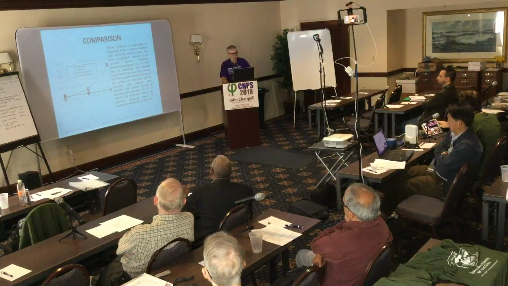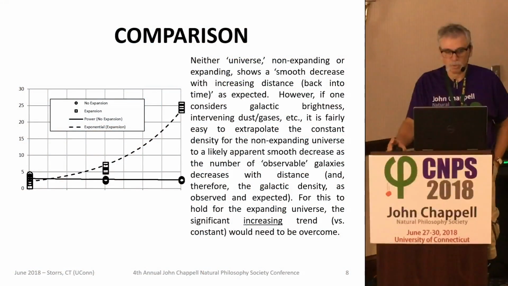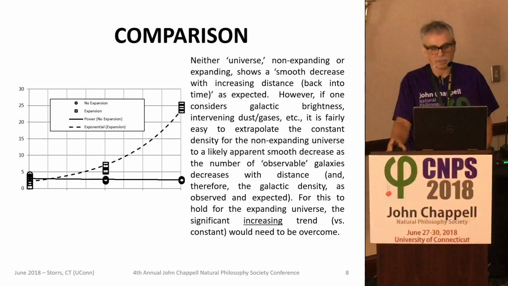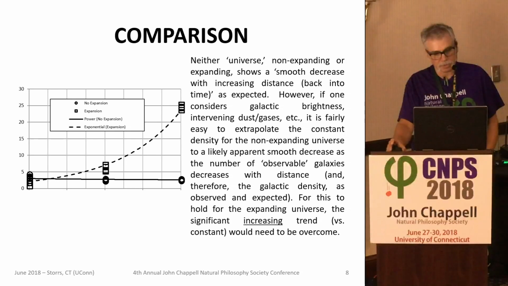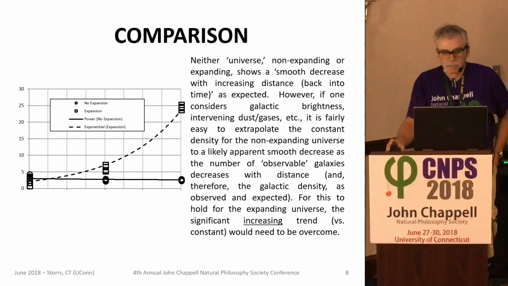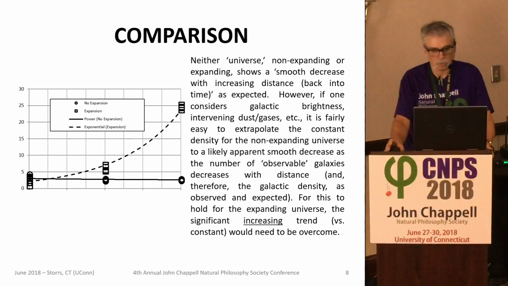So if we do this comparison, neither universe, the non-expanding or the expanding universe, shows a smooth decrease with increasing distance back into time as expected by the mainstream. In fact, the no expansion case, which is the first case I ran, had a uniform density going out. That's shown by this bottom straight line here and the open circles. The expanding universe actually shows that as I go further back in time, greater distance moving to the right, the galactic density is much higher earlier in the universe than it is at an intermediate and current time. So neither one of them shows the expectation of some sort of decrease, which, again, the mainstream says should be happening.